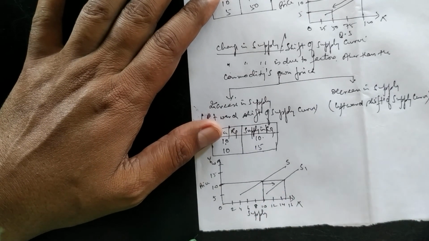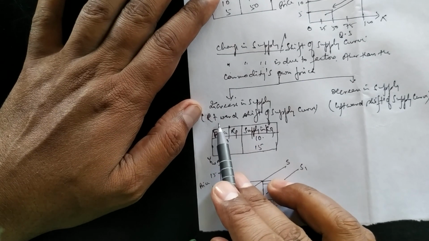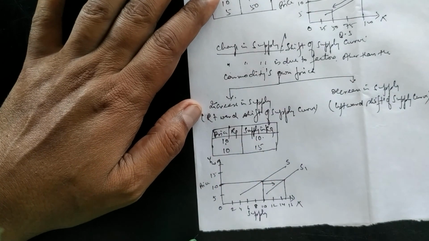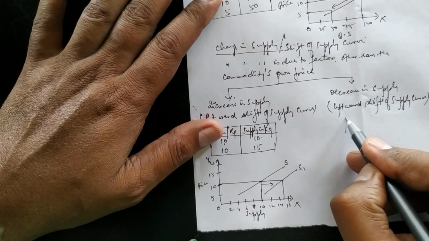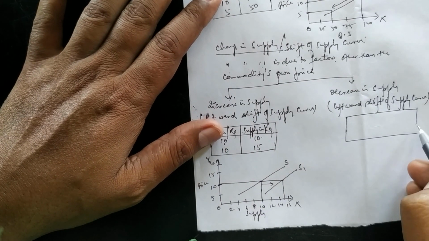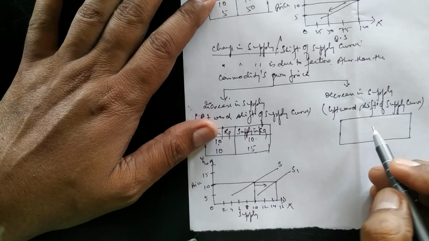This means a rightward shift is there. You can see I wrote here rightward shift of supply curve. This is known as rightward shift of supply curve. Now come to decrease in supply. Clear?